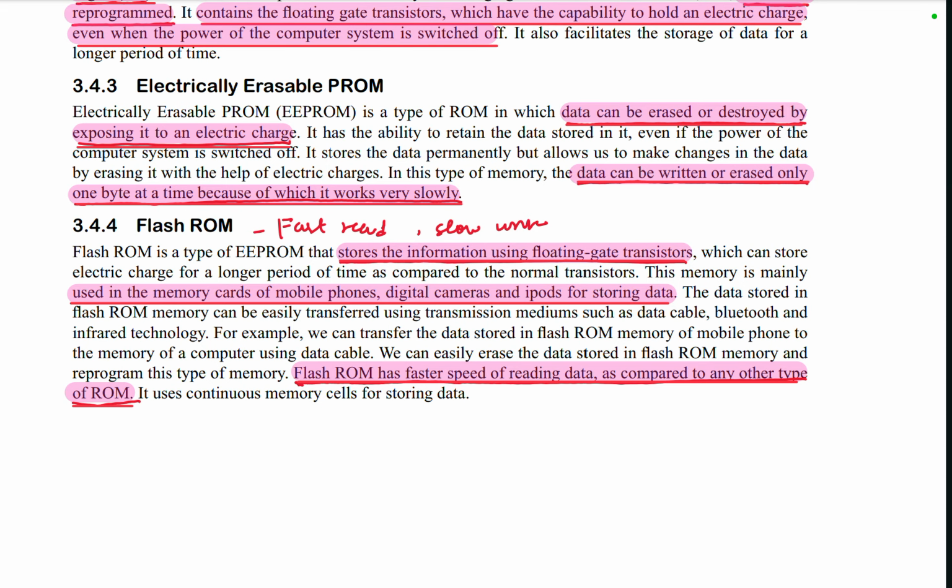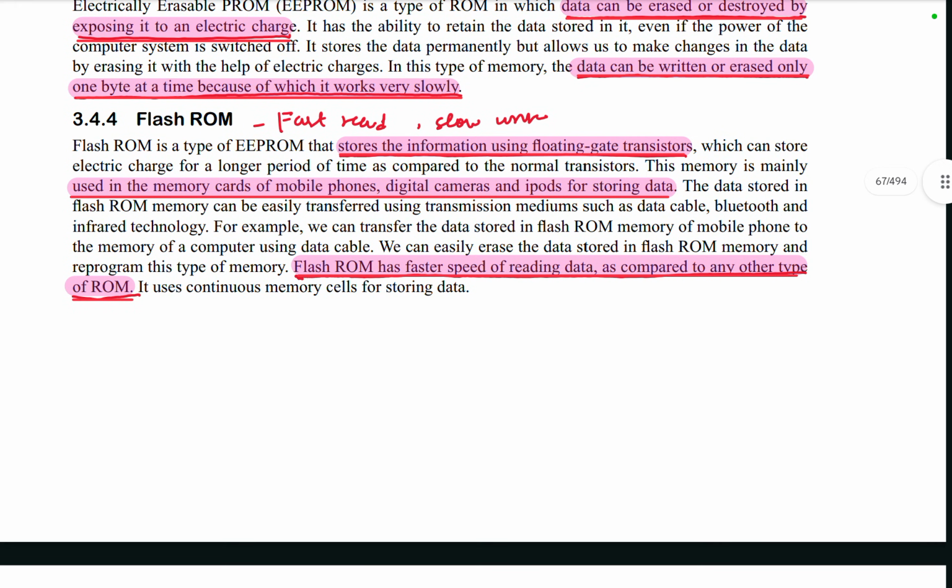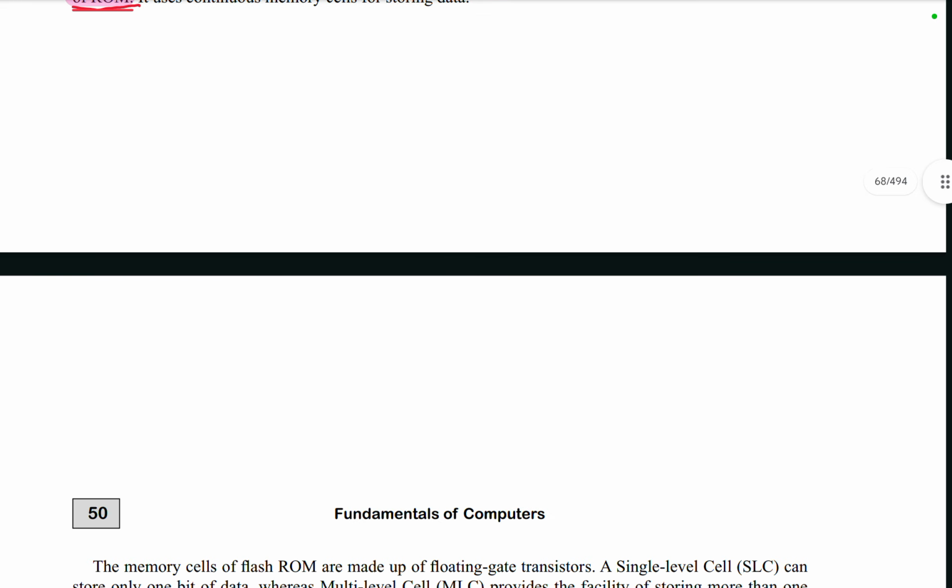Flash ROM has fast read and slow write. It stores the information using floating gate transistors and is used in memory cards of mobile phones, digital cameras, and iPods for storing data. Flash ROM has a faster speed of reading data as compared to any other type of ROM.